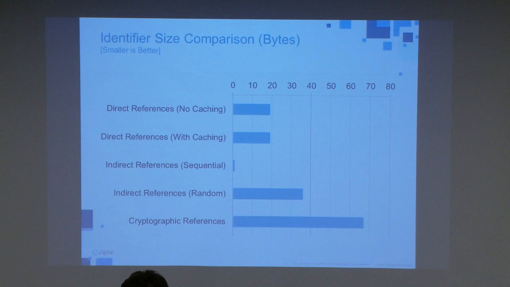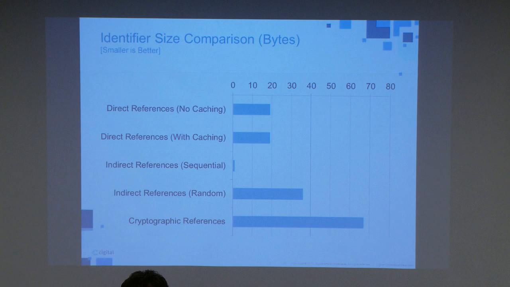The identifier size, pretty straightforward. So how big are the identifiers I'm sending to the client? You probably saw those on the earlier slides. Straightforward, direct references with no caching or with caching, it's the same size. These are just identifier sizes that I chose. These were just random longs that I generated in Java.